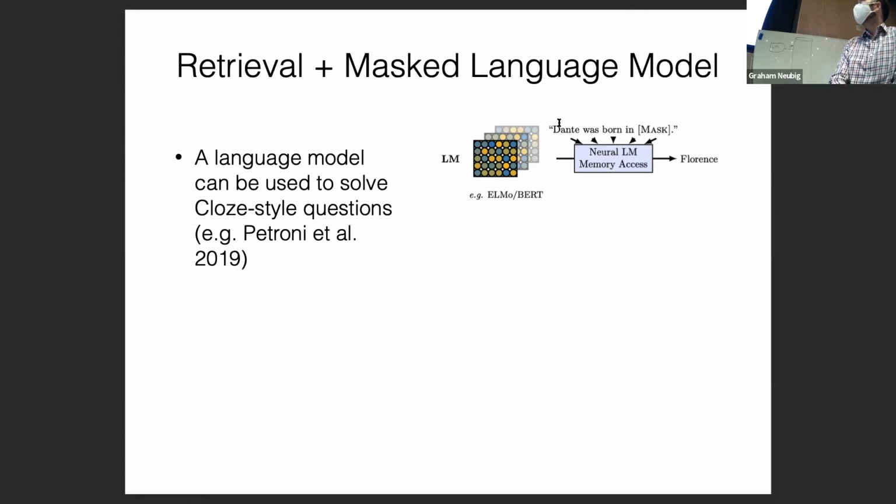And this is an example: Dante was born in mask. If you mask out the input here, you can try to answer the question. It's actually kind of fun to do this with the online BERT demos and see what questions BERT can answer and not answer. However, one problem is language models aren't super good at memorizing facts. In fact, they're quite bad at it and would get the answer wrong a lot of the time.